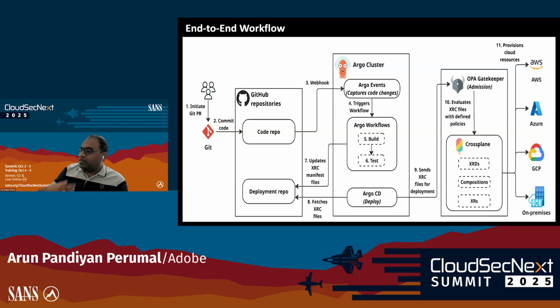So Crossplane picks up the XRC files and processes them for deploying the resource, like the database or storage, onto the target environments like AWS, Azure, GCP, and on-premise.